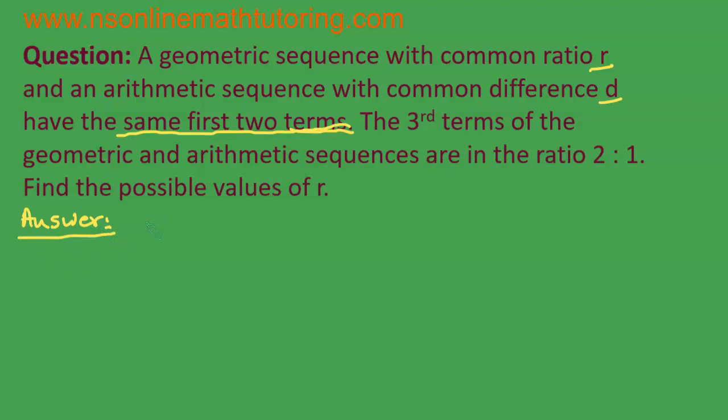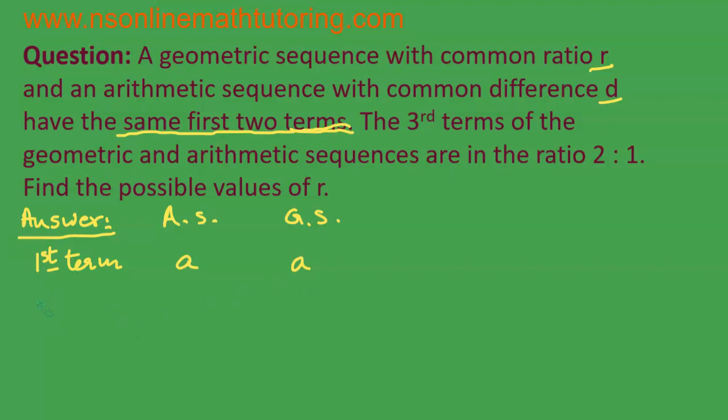So for the geometric sequence and the arithmetic sequence, the first term is the same. Therefore, let us write the first term, this is the arithmetic sequence and this is the geometric sequence. Let me take the first term as A. So if it is the first term for the arithmetic sequence, it will be the first term for the geometric sequence as well. You may take U1. I am just avoiding the subscript, so I have taken A.